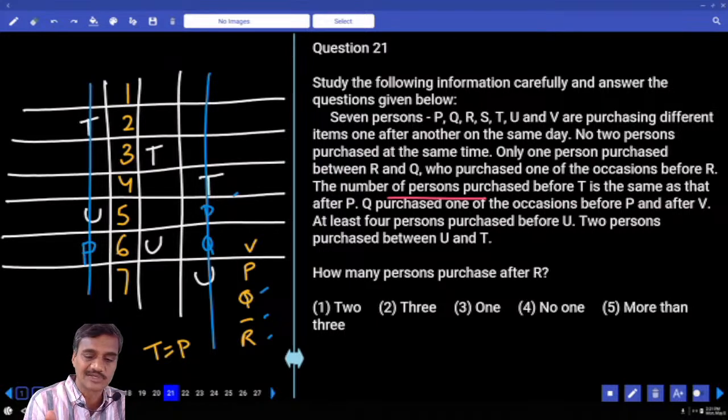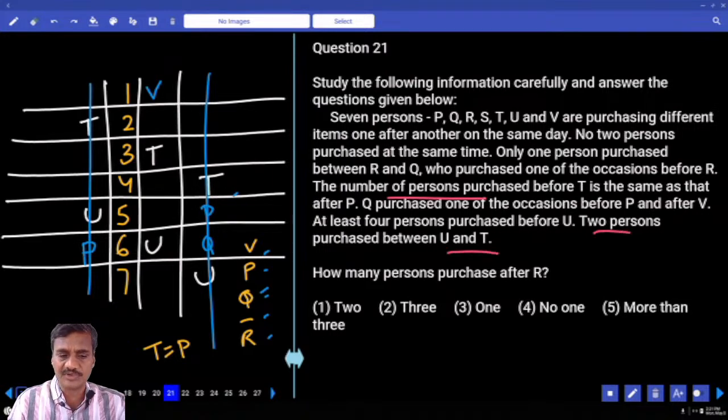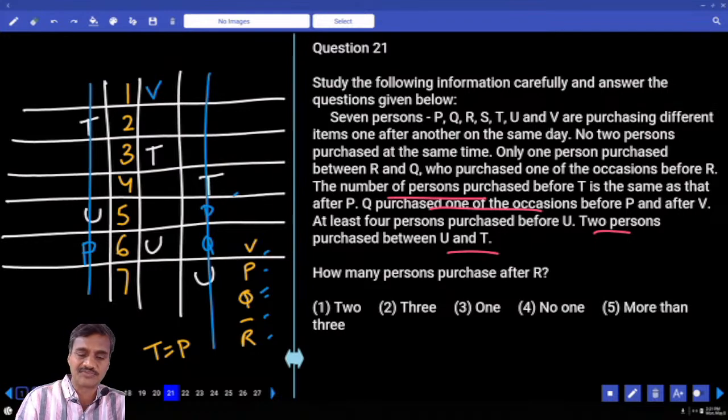Now which two must be alternate here? Q and R must be alternate. And V, P, Q and R, this is V, isn't it? Next one, then, 2 persons in between U and T. Now Q purchased on one of the occasions before P and after V. Q is before P and after V, isn't it? Now Q is before P and after V, so Q and P will be like this. Then V, Q, T, P.